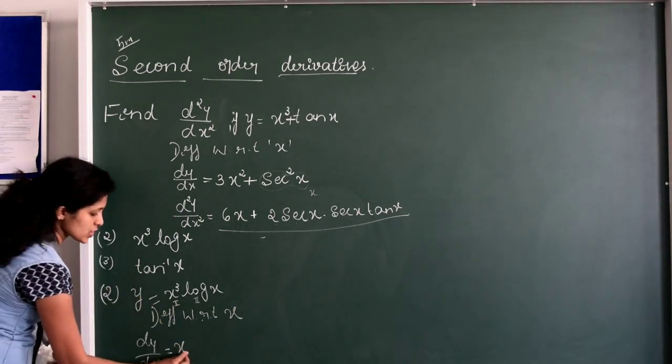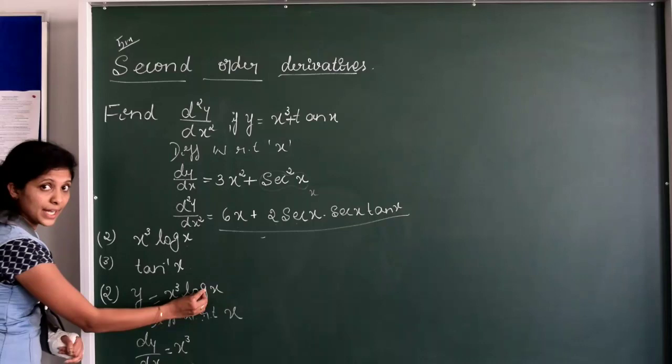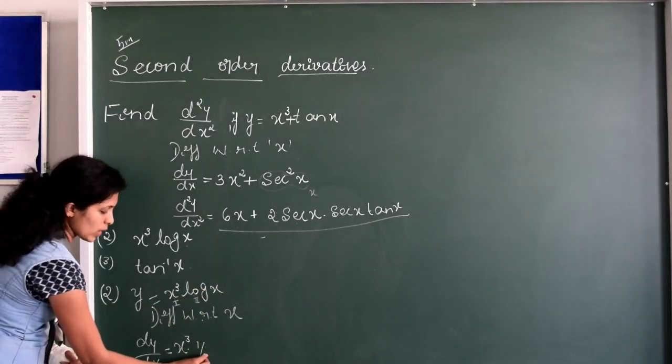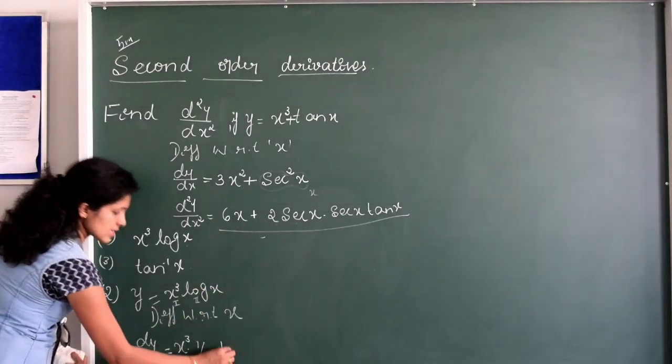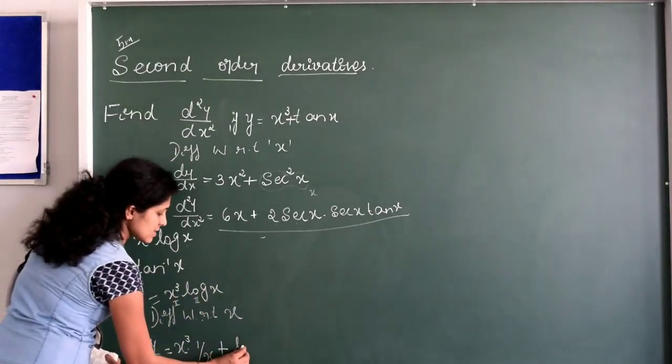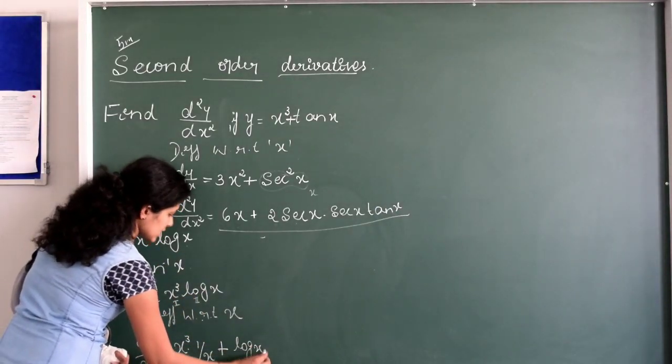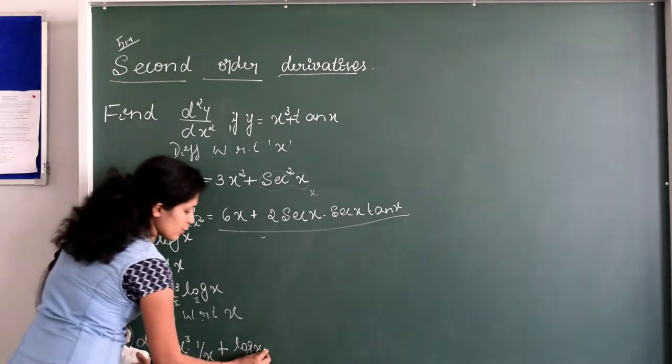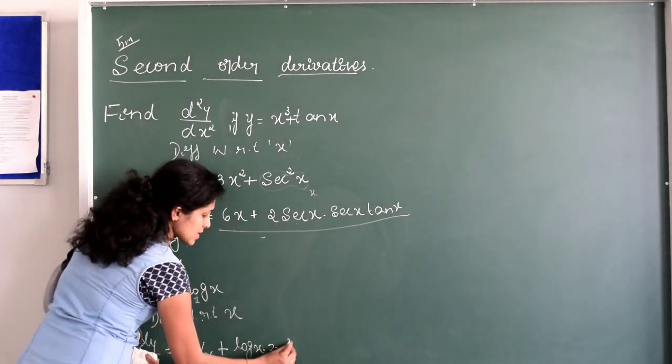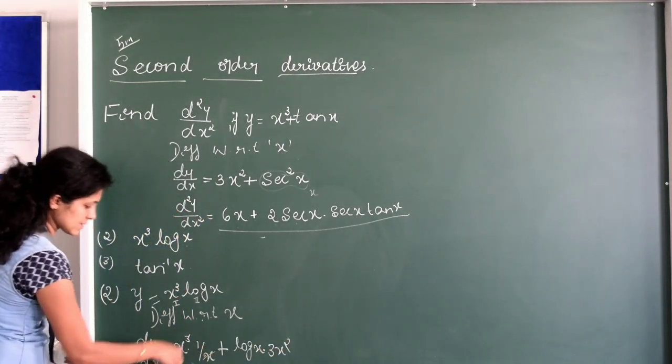I will write the first function as it is, that is x cube, and the derivative of log x will be 1 by x, plus we will keep the second function as it is, that is log x, and we will find the derivative of x cube. The derivative of x cube will be 3x square. Now here 1 by x and x will get cancelled.